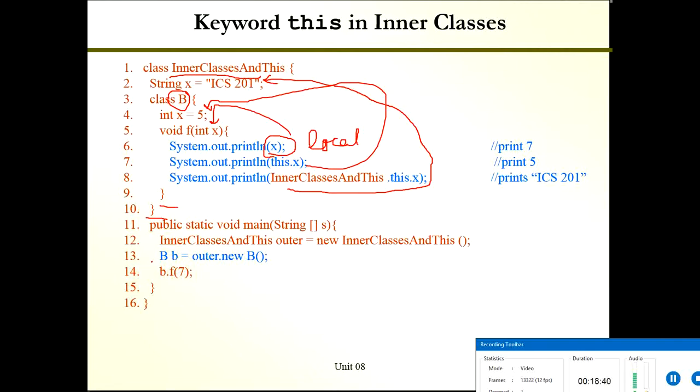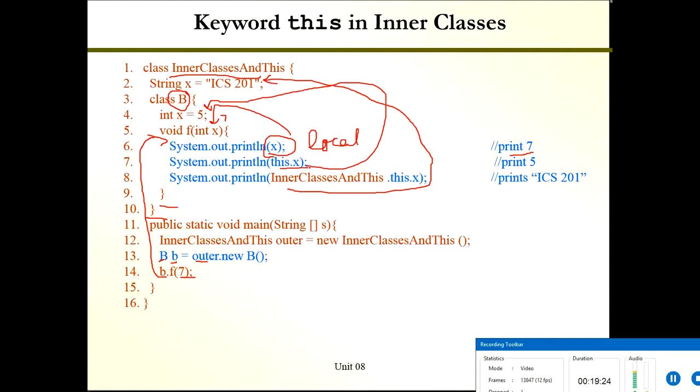We can make the object of the inner class like this: name of the class, followed by name of the object of the outer class dot new followed by name of the inner class. Because this method belongs to the inner class, I have to create the object of the inner class. So I am using b.f and calling the method f using the object of the inner class. When I have passed 7, what will happen in this line? b.f, method f will be called. Instead of x, I will have 7. When the system.out.println x statement is encountered, it will print 7, which is the local variable.